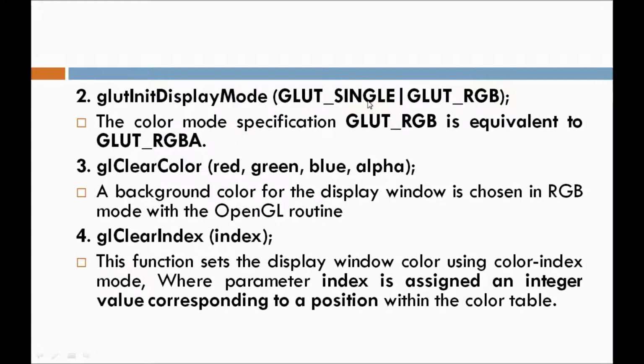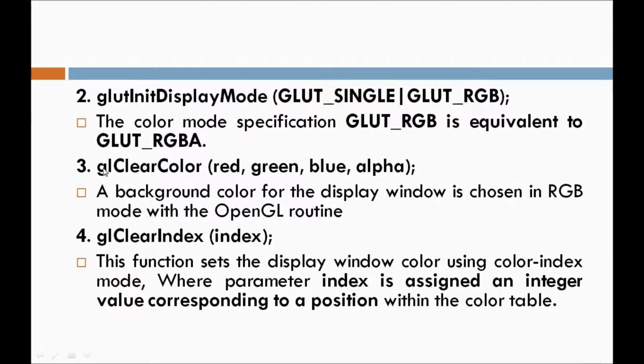Very important, in OpenGL there are two types of buffer, single buffer and double buffer. Single buffer means I am going to store the contents on only one side. Double buffer means I can store the contents on both sides. So here the color scheme is RGB and the type of buffer I am using is a single buffer.